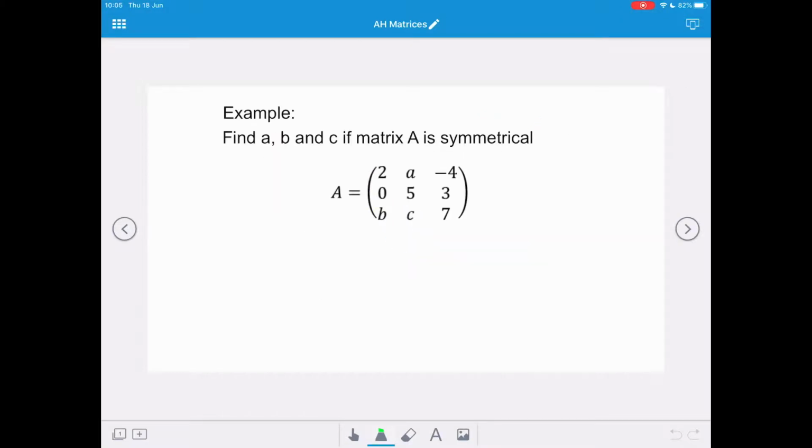So we want to find a, b, and c if matrix A is symmetrical. So if matrix A is symmetrical, that means that our row 1 and our column 1 are going to be identical.